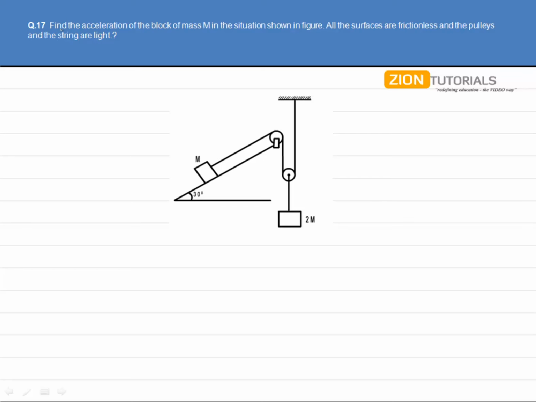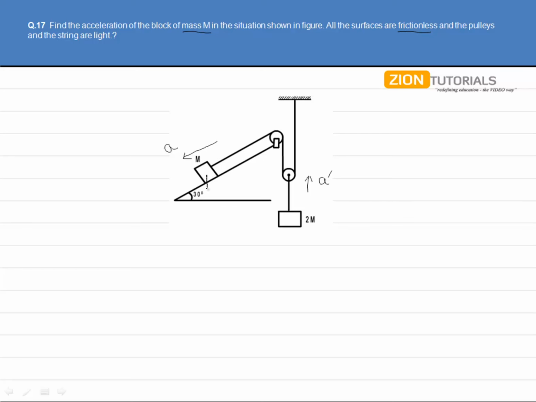The question says, find the acceleration of the block of mass m in the situation shown in the figure. All the surfaces are frictionless and the pulleys and the string are light. So now let us assume that this block is moving down with an acceleration of a, and this block is moving up with an acceleration of a dash.